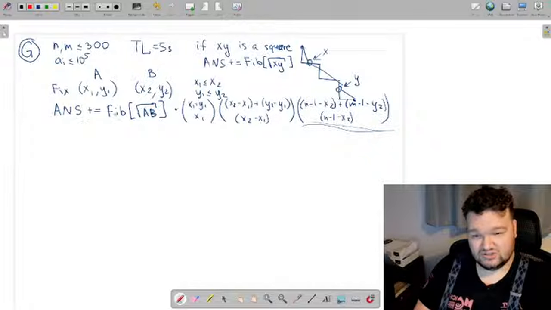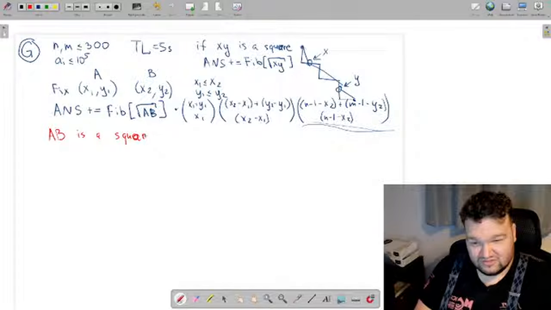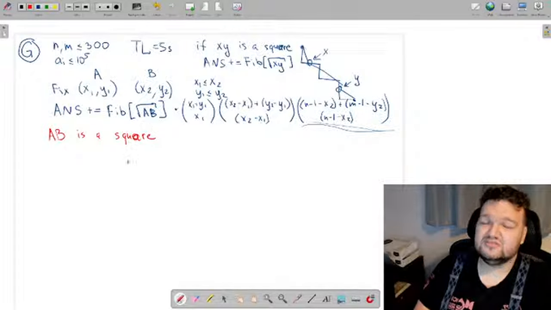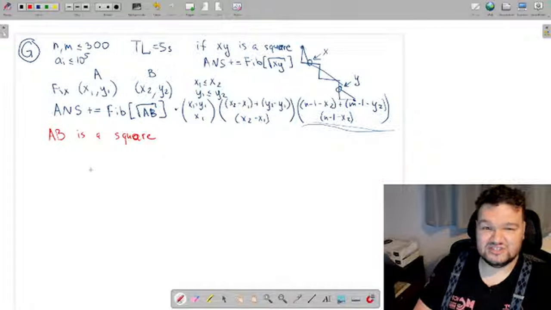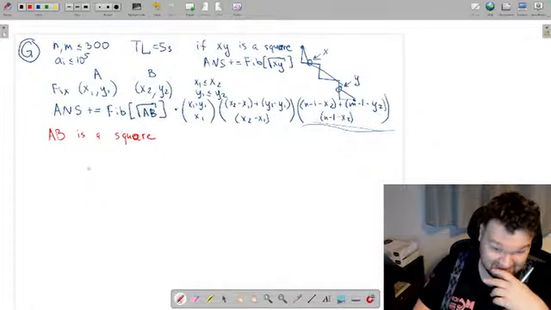So well, first of all, AB is a perfect square. I said that it is the same as colors, which is not obvious, but it is true.